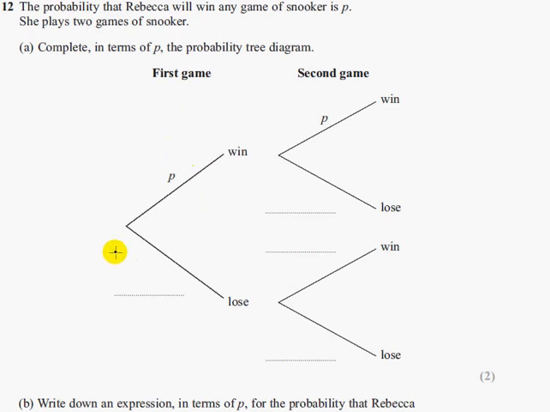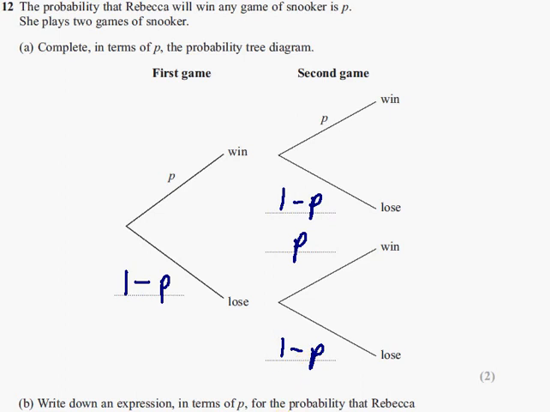Now if these were numbers, you would take this number here away from 1 to leave you with the probability of losing. As you haven't got any numbers this time, this is just going to be 1 take away P. And the second game here, if she wins is P, so the lose must also be 1 take away P. And in the first game, if she loses, the probability of her winning is still P, and the probability of her losing in her second game is 1 take away P.